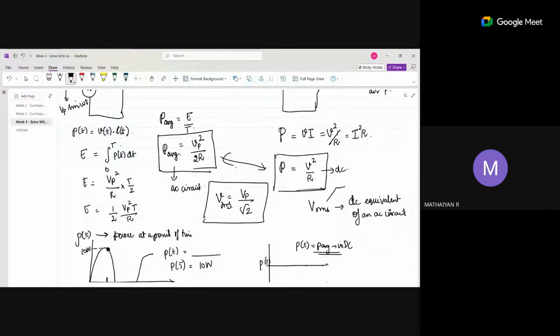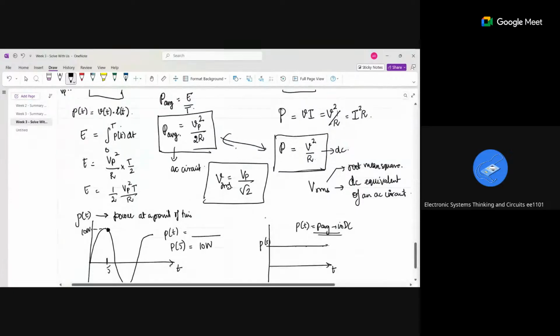Ma'am, could you please explain a little bit more? You want me to explain it a little bit more? The last one, VRMS. See, for DC, I got P is equal to V square by R, where V is the DC voltage. Whereas Vp is the peak voltage of an AC signal, right? I am equating these two.